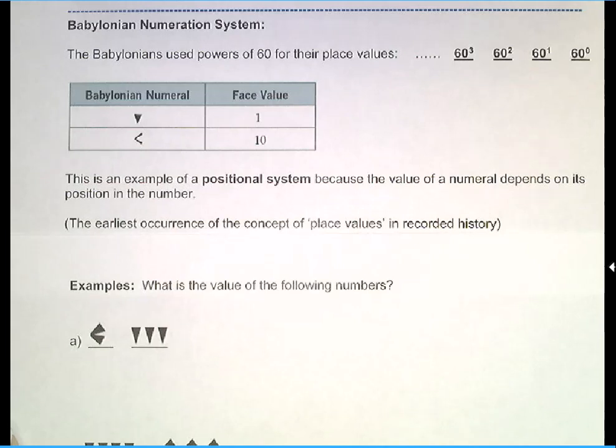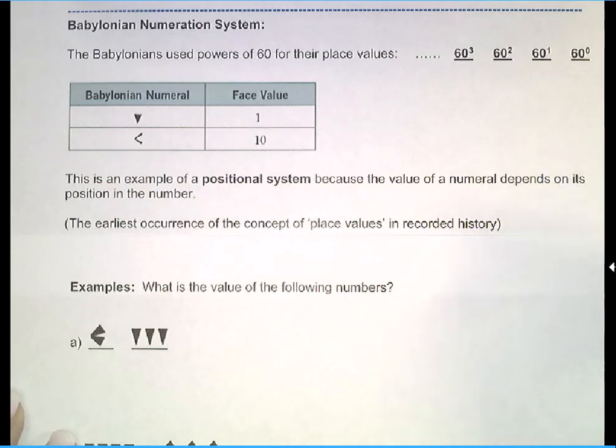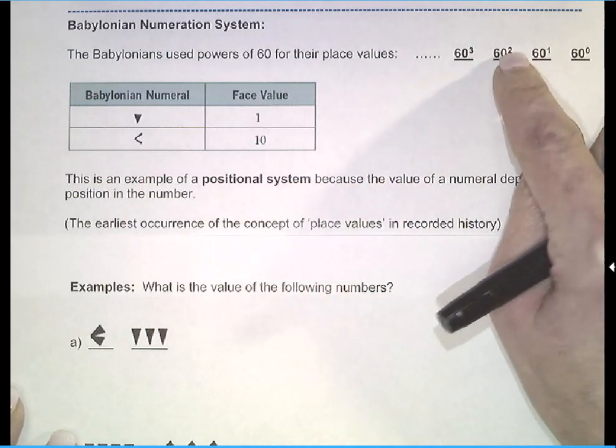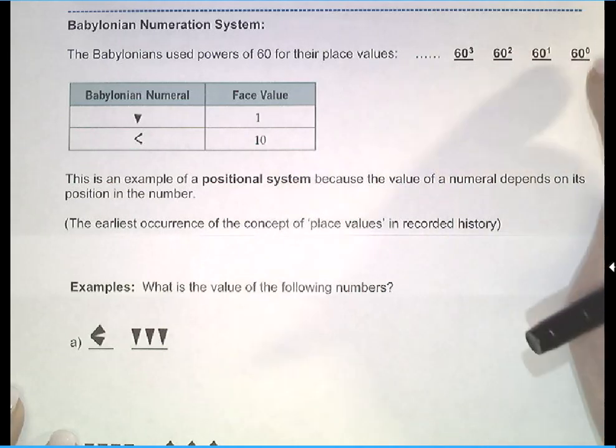But they used powers of 60 back then, and they used a positional system. They were the very first occurrence of the concept of place values in recorded history. Whereas the Egyptians just drew all their pictures and then added them, the Babylonians decided to use place values instead. So this is what we call a positional system. It's just their place values aren't base 10 like what you're used to, theirs are base 60. So whereas we might have ones, tens, hundreds, thousands, they used 60 as their base.